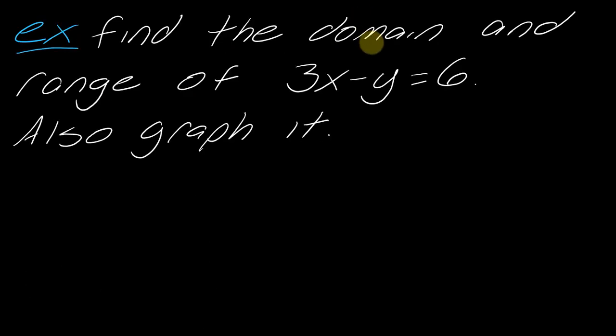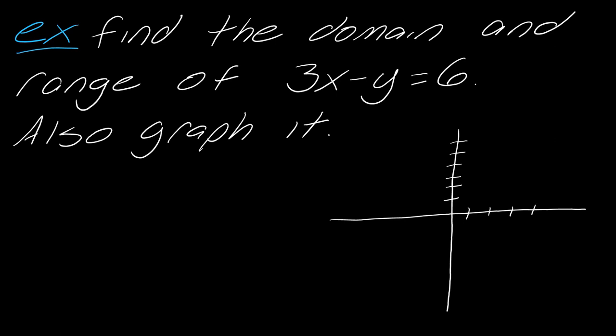this is in standard form, 3x minus y equals 6. So what's the domain and range? And also we want to graph it. There's a couple different ways that you can graph this. Let's talk about a couple ways you could graph it. And again, I'm just trying to draw straight lines here. So what are the different ways that you can graph this?